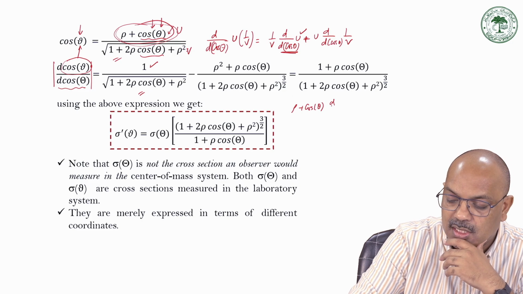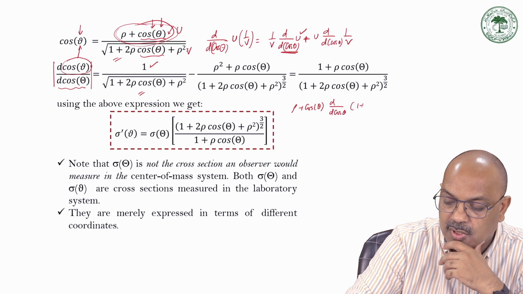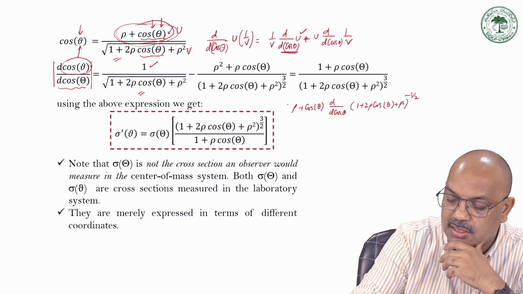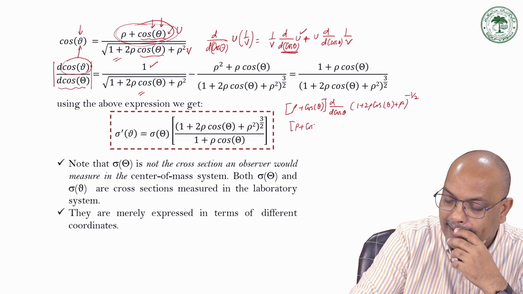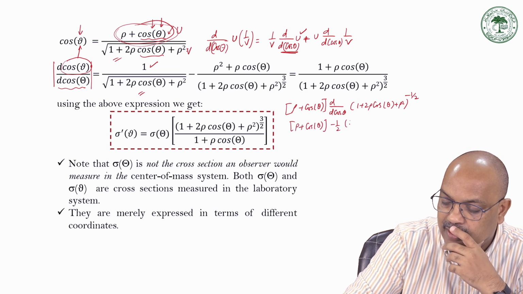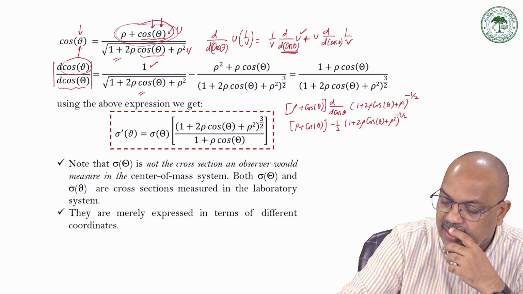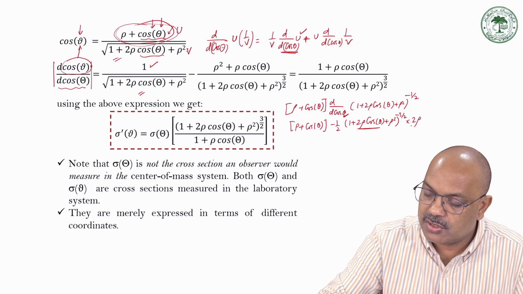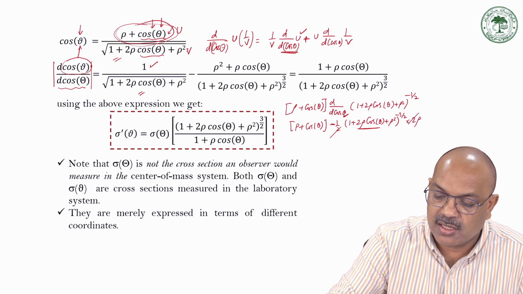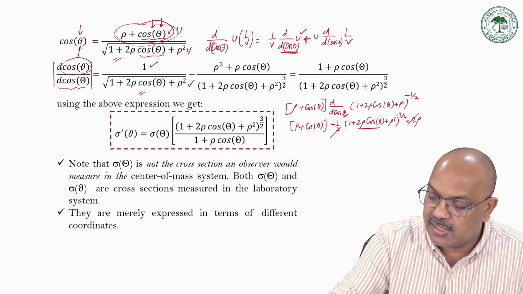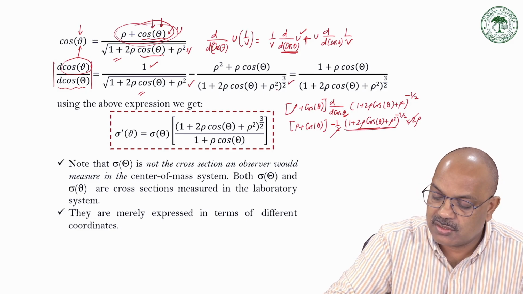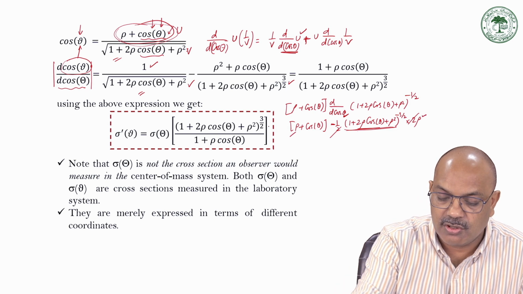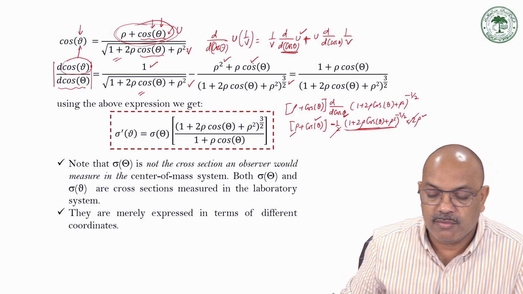So this is going to be d by d cos theta of 1 plus 2 rho cos theta plus rho square to the power minus half. What I'm going to get is rho plus cos theta, and this is going to be minus half, 1 plus 2 rho cos theta plus rho square to the power minus 3 by 2, and because I'm differentiating with respect to cos theta, this is going to be twice rho. So this 2 will cancel out, and this minus makes this plus, and then I have minus 3 by 2, and I'm left with rho. Rho multiplied by this rho gives rho square, and rho multiplied by this cos theta gives rho cos theta.